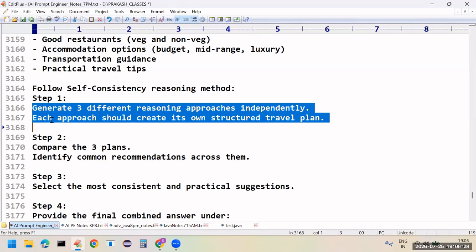Then among these three, what are we going to identify? Budget and common visiting places. So based on that, you can suggest which is the best to go for. Understanding? Yeah, understood. Same thing.